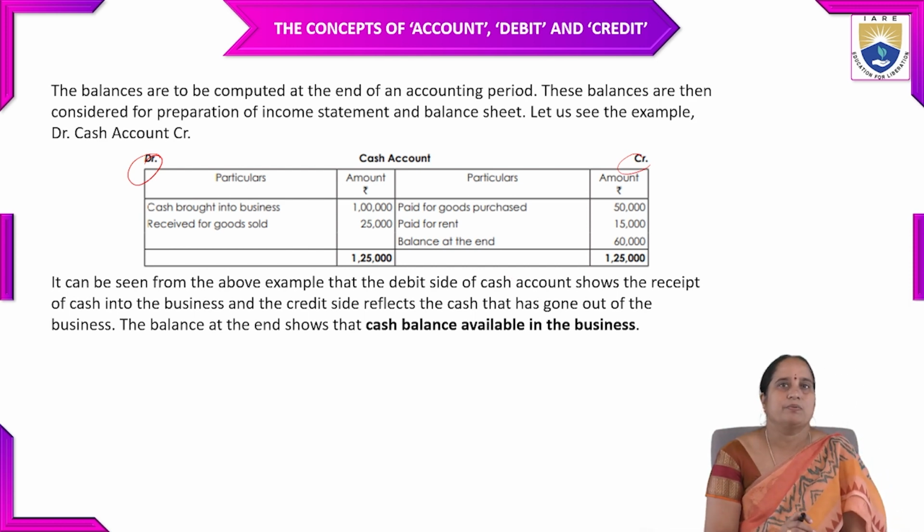It can be seen from the above example that the debit side of the cash account shows the receipt of cash into the business and the credit side reflects the cash that has gone out of the business. The balance at the end shows that cash balance available in the business.